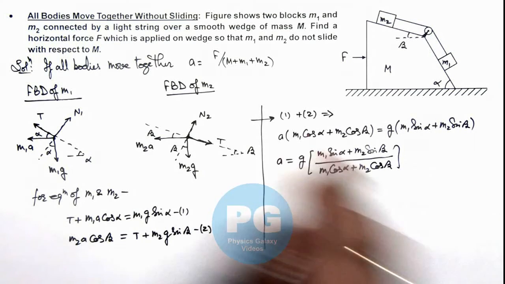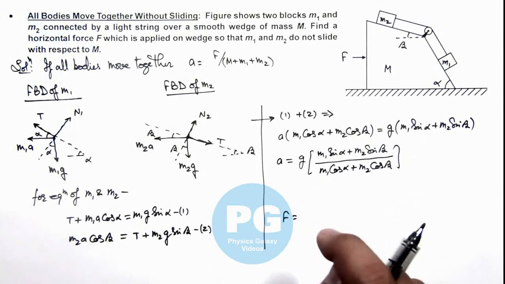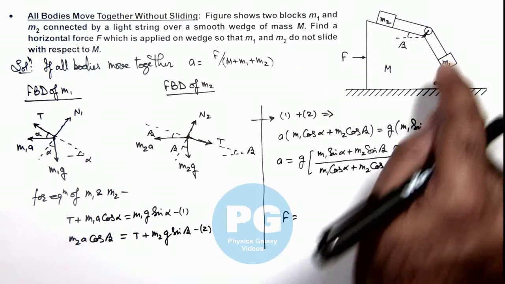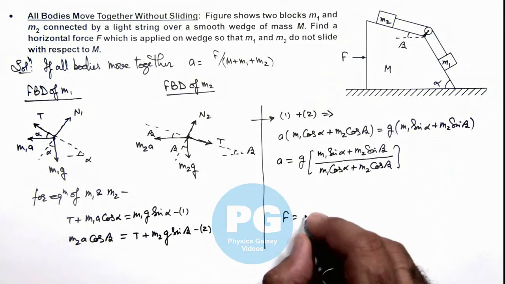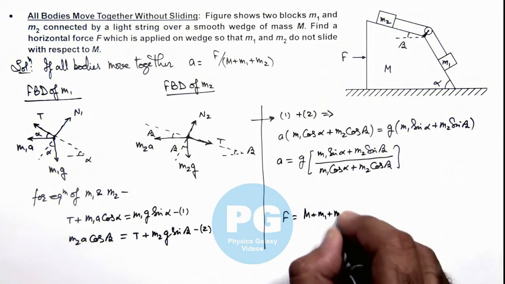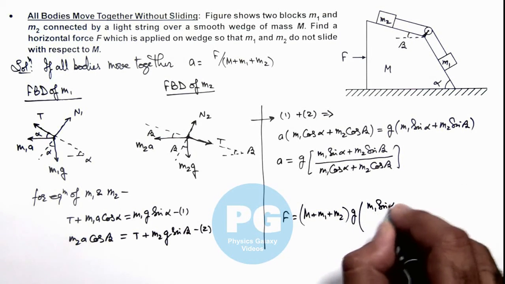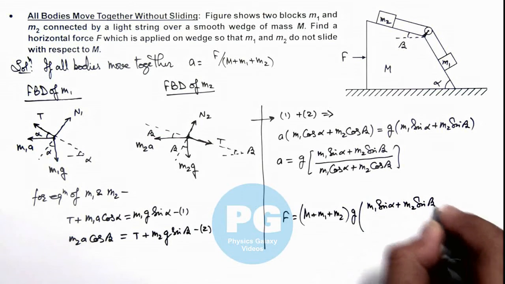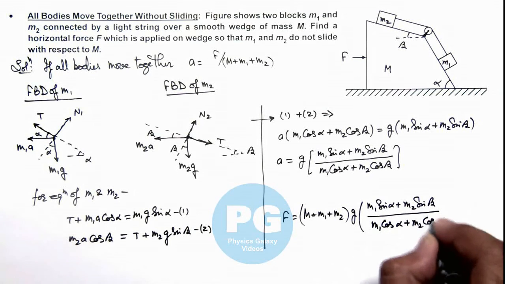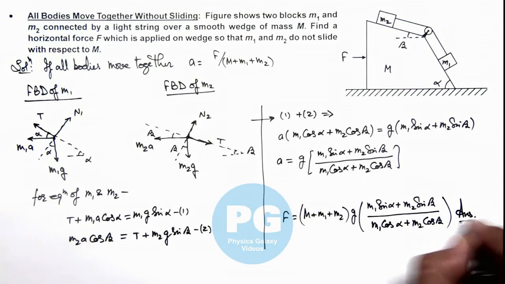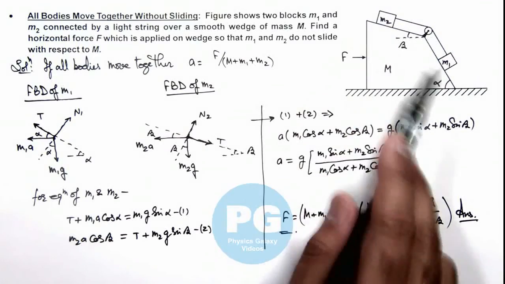If this is the acceleration, we can put it over here and get the value of the force which should be applied on this system so that the whole system will move in such a way that M1 and M2 will remain at rest with respect to the bigger block. So this will be M plus M1 plus M2 multiplied by g times M1 sin alpha plus M2 sin beta, divided by M1 cos alpha plus M2 cos beta. So this will be the final result of the problem: the force required to be applied on the system for M1 and M2 to be at rest on capital M.